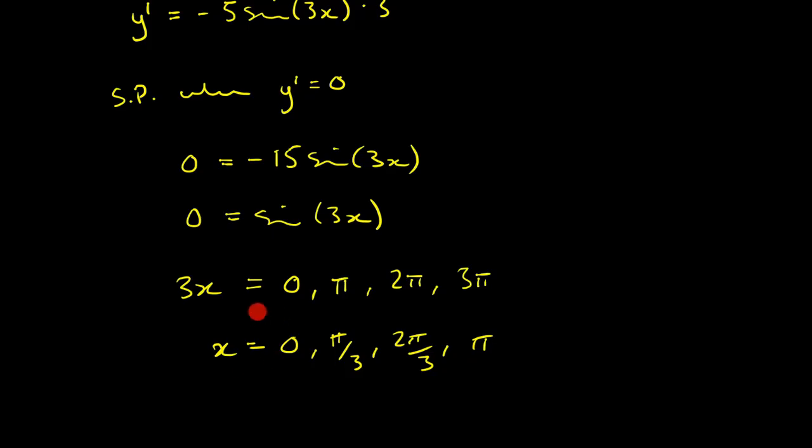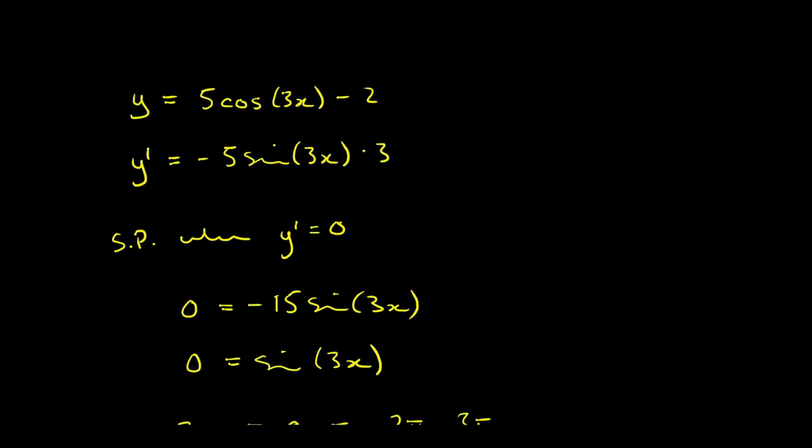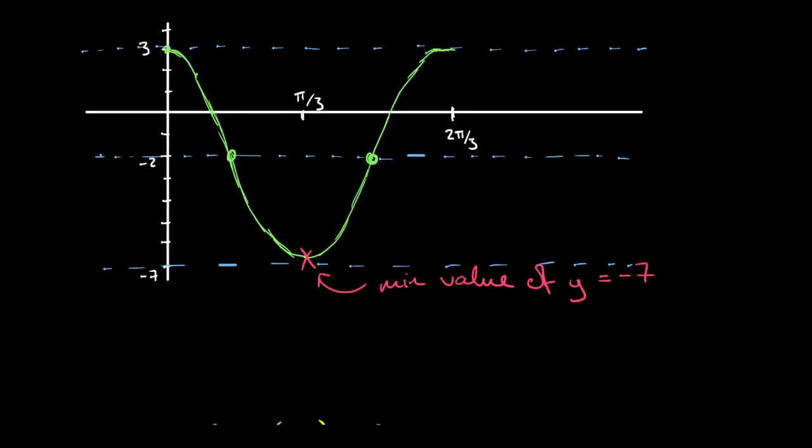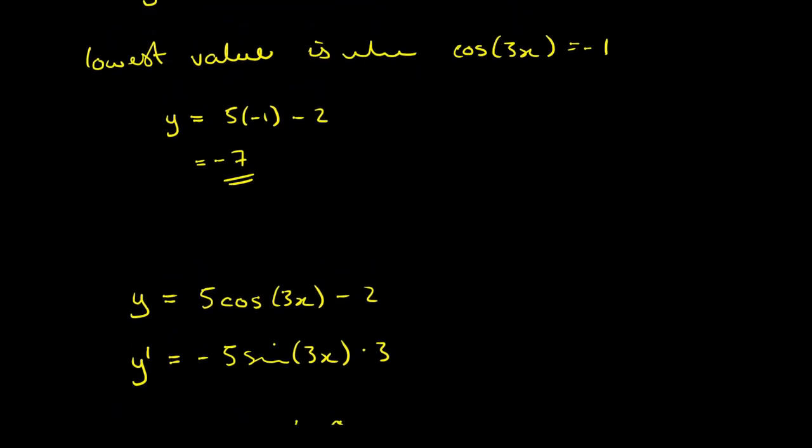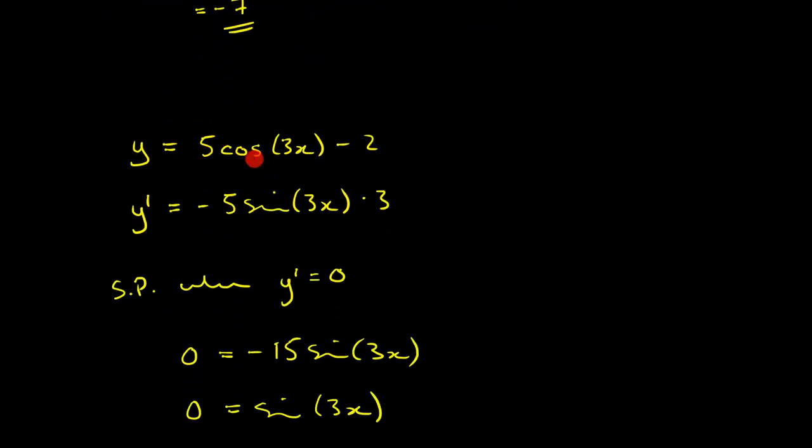So what we could do is substitute x is equal to 0 into our original function. So if we do that, we would get 5 times cos 0, which is 1, and then minus 2 would give us a y value of 3, which on the graph corresponds to that stationary point there, which is a maximum value. Or alternatively, we could stick in x is equal to pi by 3. We put that into the y equation, so we get 5 cos 3 times pi by 3. So cos pi is negative 1. So we get 5 times negative 1 minus 2 is negative 7.